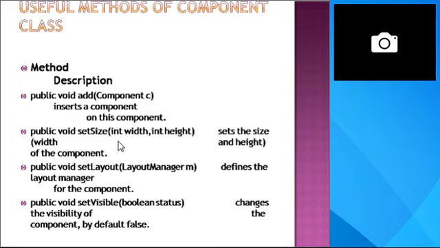And the next is the setVisible method of AWT technology. setVisible takes a boolean value, true or false. If you want to hide the window, you set the boolean status to false, which changes the visibility of the component. By default, the visibility of this window is false.